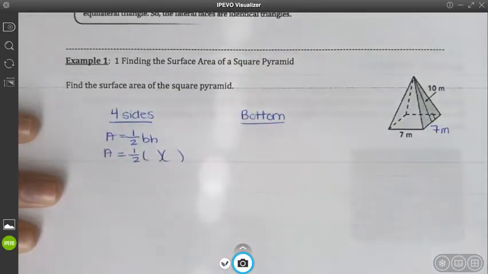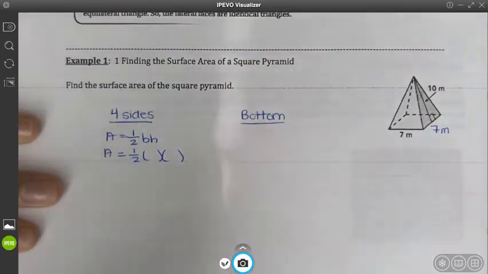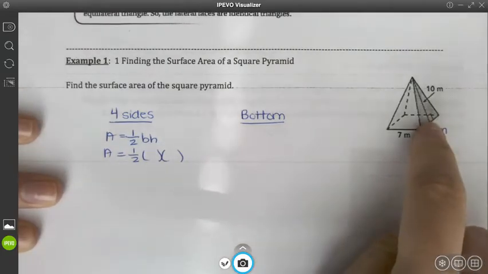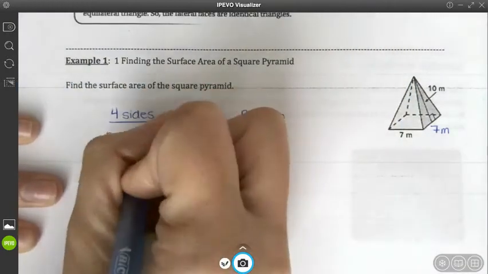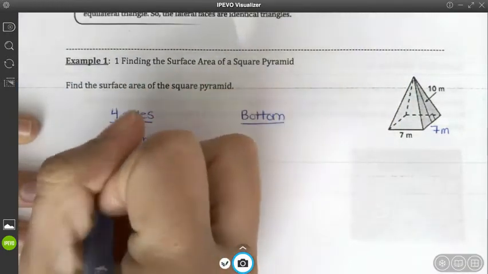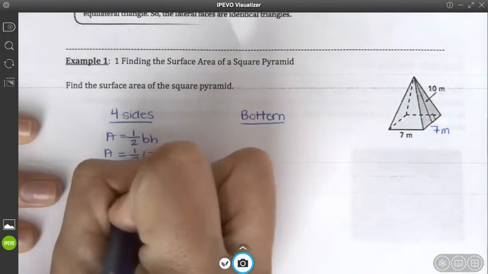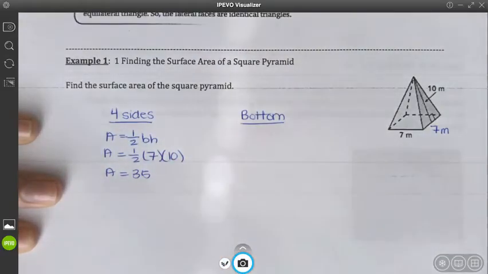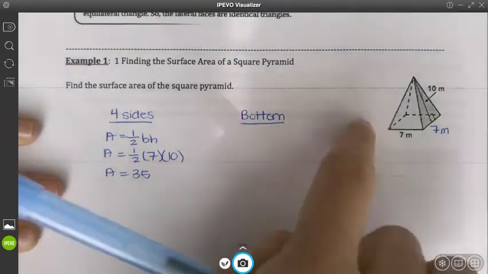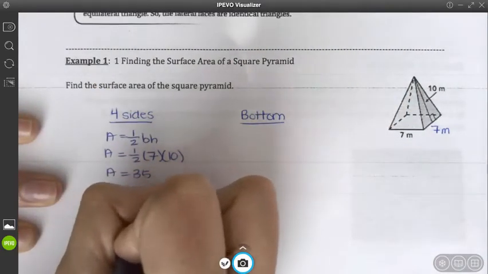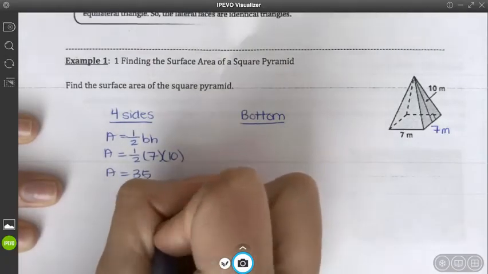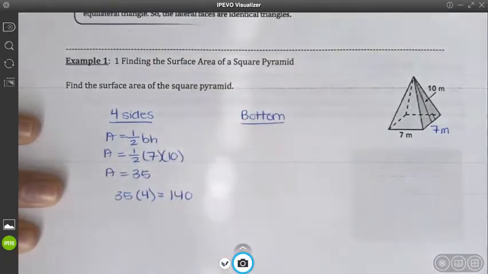I am looking for my right angle to determine what the base and height of my triangle is. I see the right angle here. My base is going to be 7. My height will be 10. And that gives me 35. However, 35 is just for one of the triangles. There are 4 lateral faces. So we are going to do 35 times 4, and that's going to give me 140.